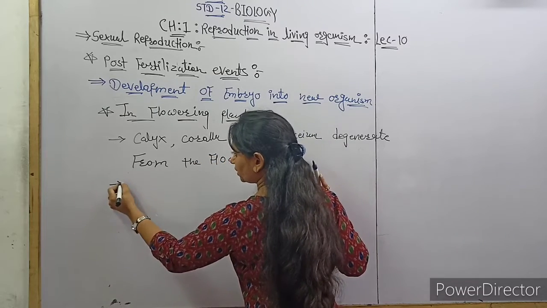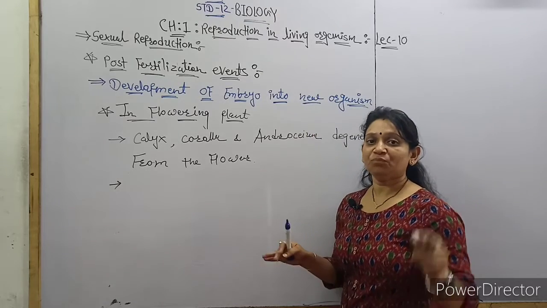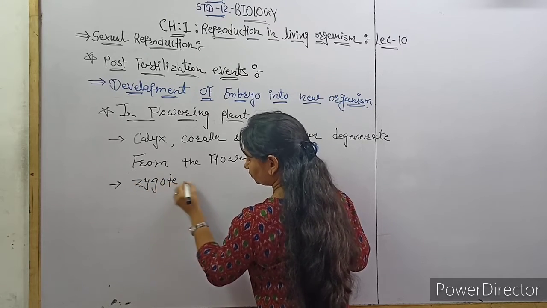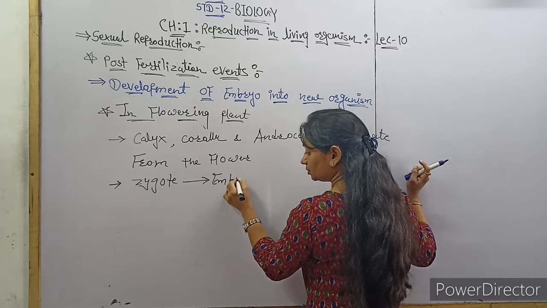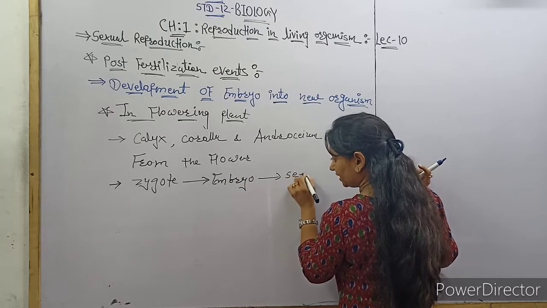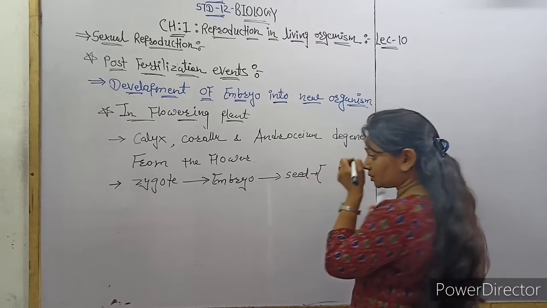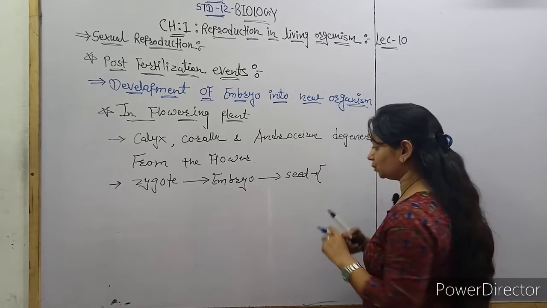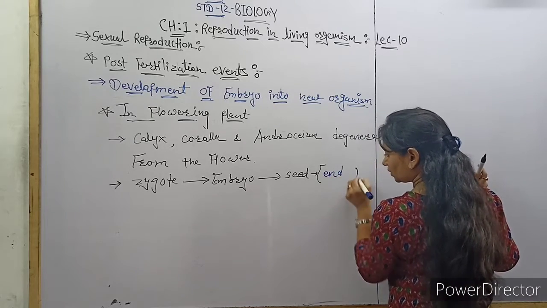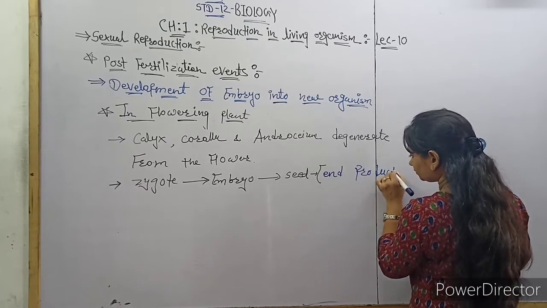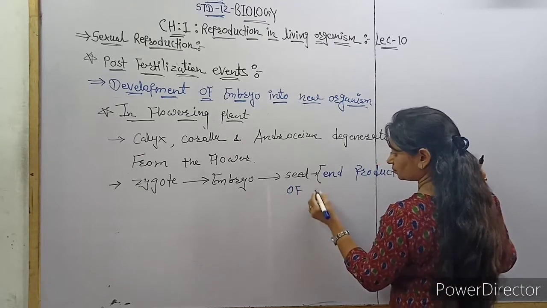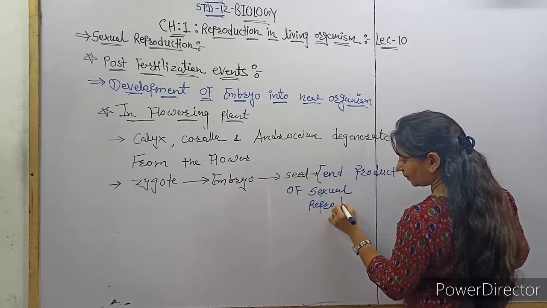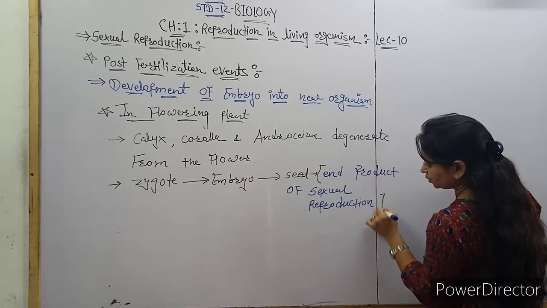Then beta, the second change that happens is that the zygote that was formed becomes the embryo, and then the seed. Fine. And seed is nothing but the end product of fertilization or sexual reproduction in a flowering plant. I am explaining why. Seed is the end product of sexual reproduction in case of the plant.